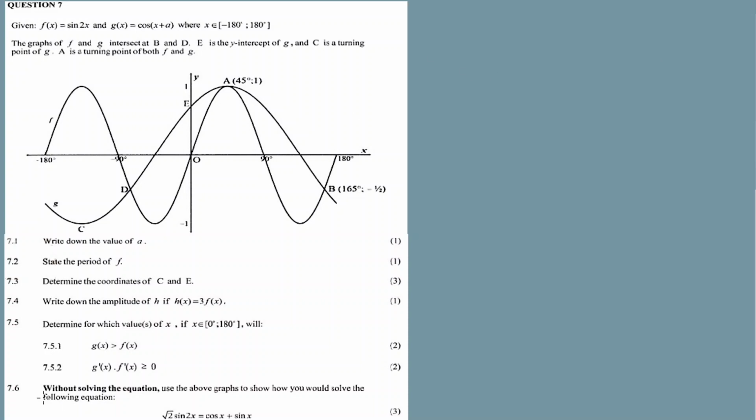Last question ke manje. Without solving the equation, use the graphs above to show how you would solve the following equation. Without solving the equation, how would you solve the equation there using the graph above? Explain. Show how you would solve. But show but solve but isikhombisa ukuthi boy uyisolve kanjani. So sino square root 2, sine 2x equal to cos x plus sine x.